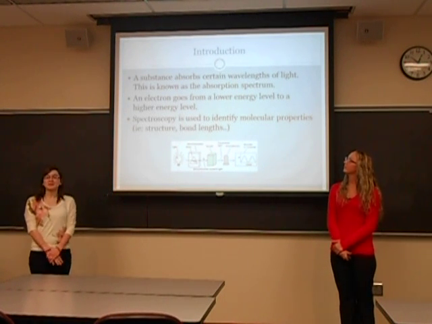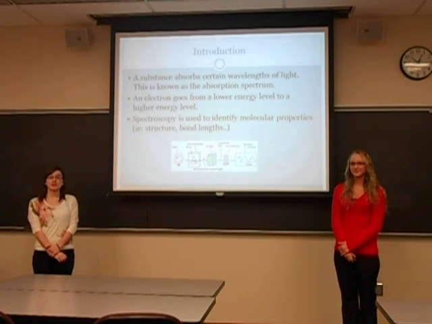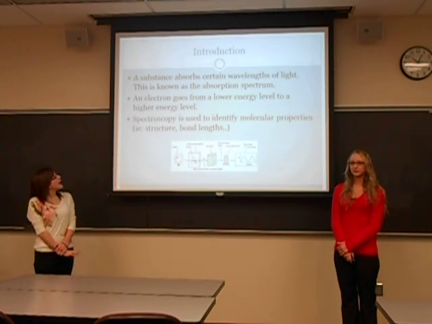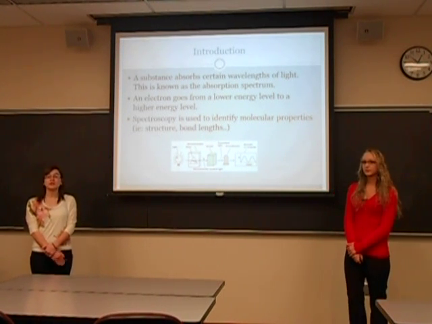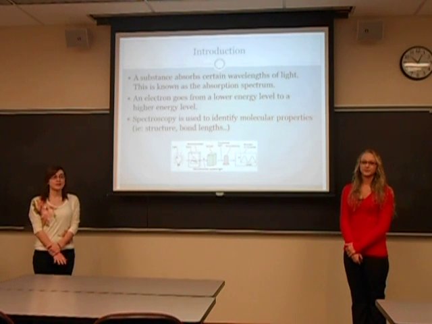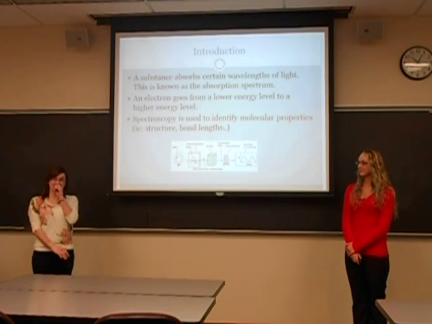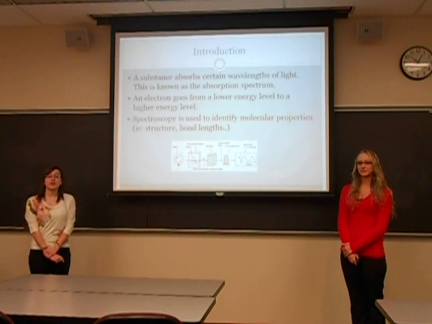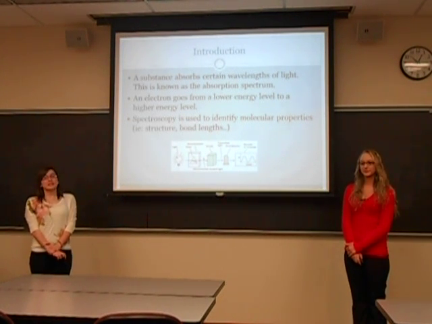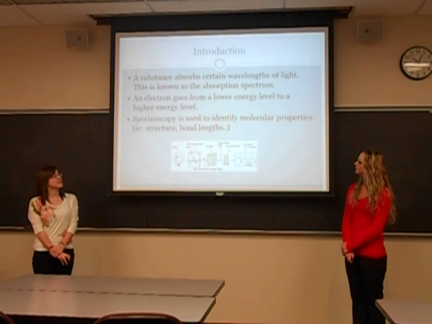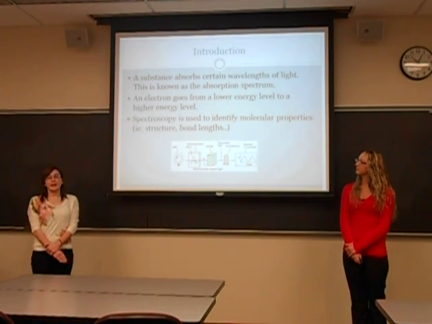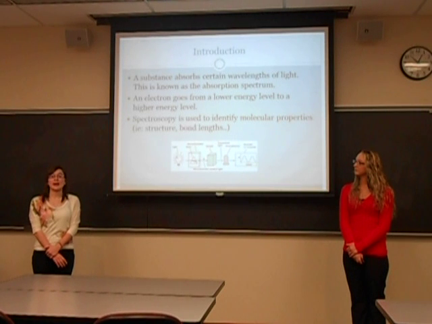Basically every substance has what's known as the absorbance spectrum, and a substance can absorb certain wavelengths of light. That happens when an electron goes from a lower energy level to a higher energy level. And spectroscopy is the general form of spectrophotometry, and it's basically used to identify molecular properties such as bond length and also structure. And this can be done to find how much of a substance is actually present.